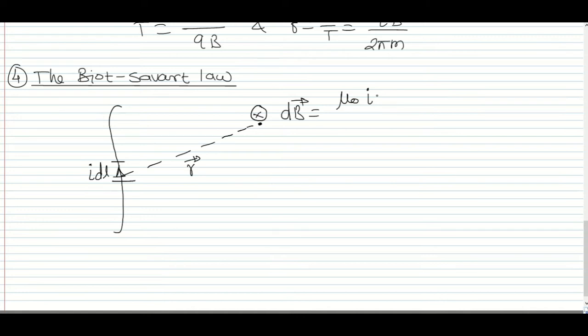It's the Biot-Savart law, it's not bold, it is a printing mistake over there, okay? Yes.